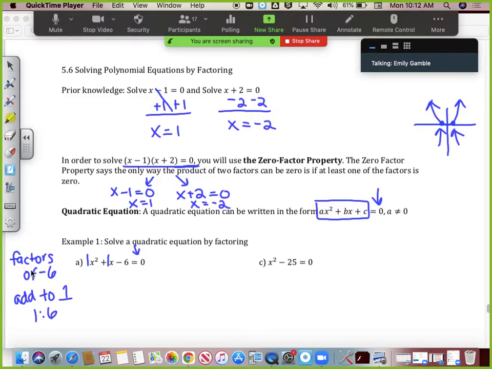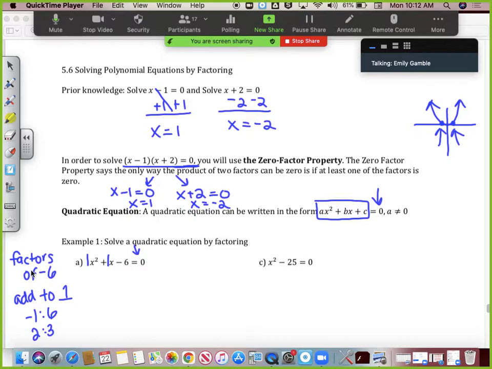1 times 6 is 6. 2 times 3 is 6. In order to multiply to be a negative number, so in order to get a negative 6 as my product, one number must be positive, one number must be negative. And at the same time, those 2 numbers need to add to be 1. So 1 and 6 are too far away from each other because negative 1 plus 6 is 5.